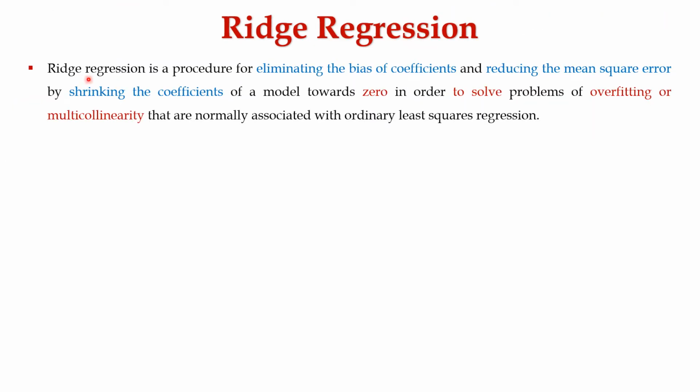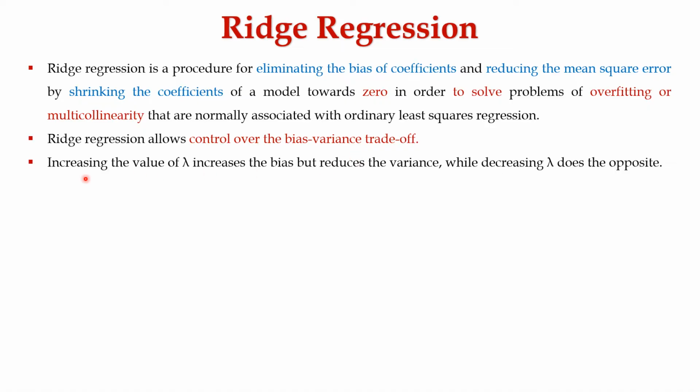We all know that ridge regression is a procedure for eliminating the bias of coefficients and reducing the mean square error by shrinking the coefficients of the model towards zero in order to solve problems of overfitting or multicollinearity that are normally associated with ordinary least squares regression. Ridge regression allows control over the bias variance trade-off as we have seen in the previous slide. Increasing the value of lambda increases the bias but reduces the variance. While decreasing the lambda, it does the opposite.